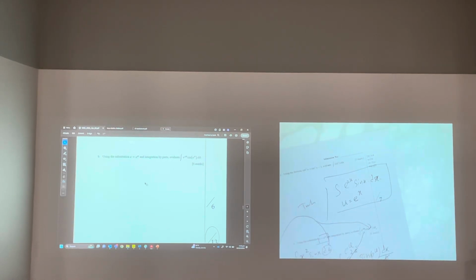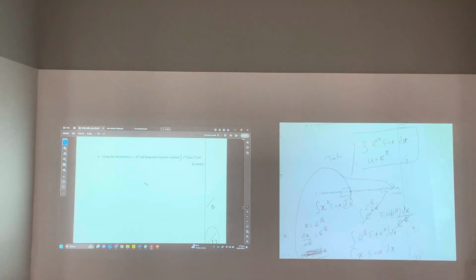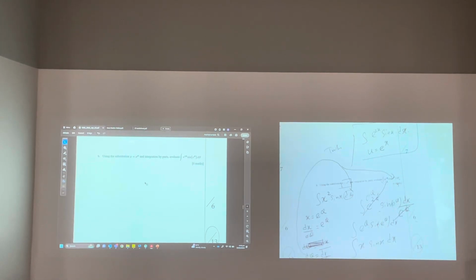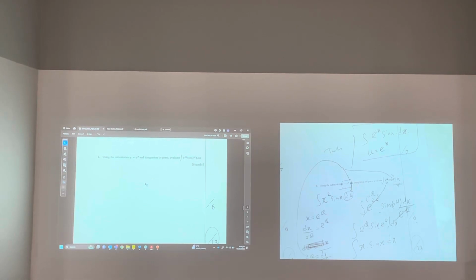But to make it slightly difficult and confuse you, they mess with the letters. Instead of x, they give you theta. Instead of u, they give you x. But the method is still the same. Do you understand? I know it's been tricky.